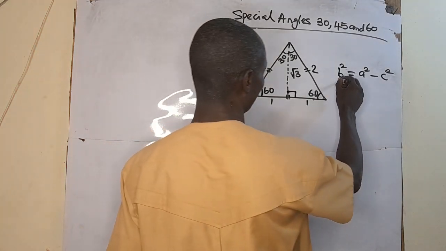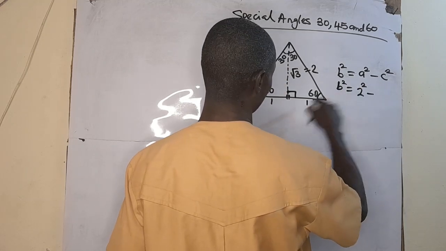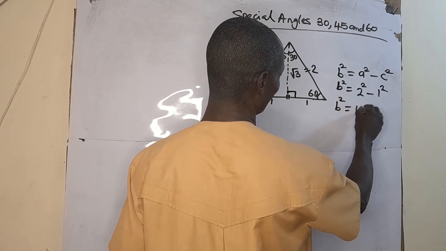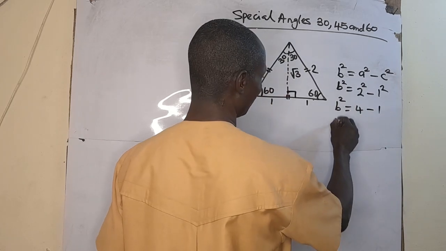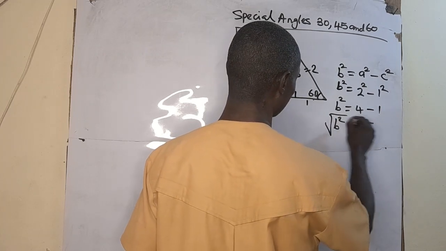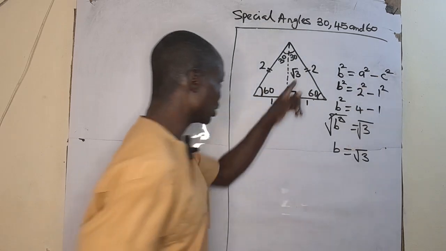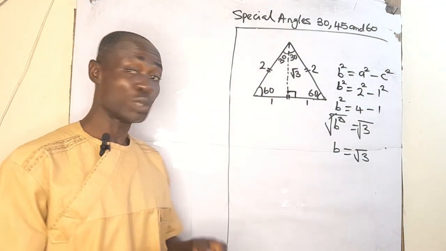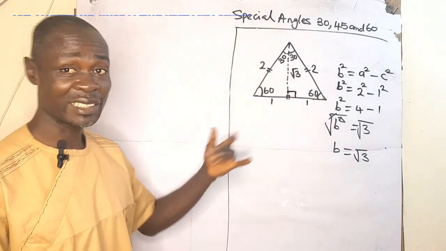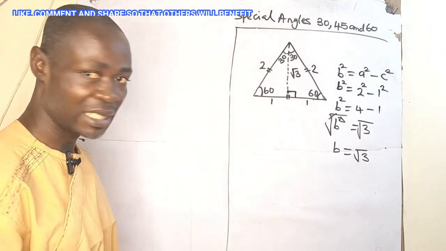So here I have b square is equal to 2 square minus 1 square. So b square is equal to 4 minus 1, so I have b square is equal to 3. When I take the root of both sides, I have b equal to root 3. So that was how I got root 3 here. And that is what we are going to be using in our special angles 30 and 60. So let's now go to the ratios of these things.